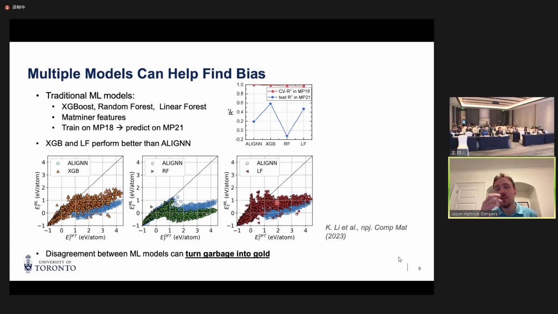But there's this concept of ensemble models, right? Whereby since all of the models are wrong and they all disagree in different proportions, we're going to turn garbage into gold. We're actually going to use the disagreement between the models as signal to find out which samples are likely to be poorly predicted, and thus, if included in the training set, are going to dramatically improve our model's predictive capabilities.